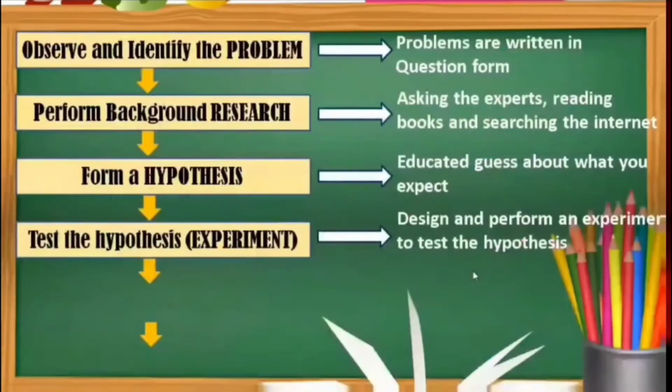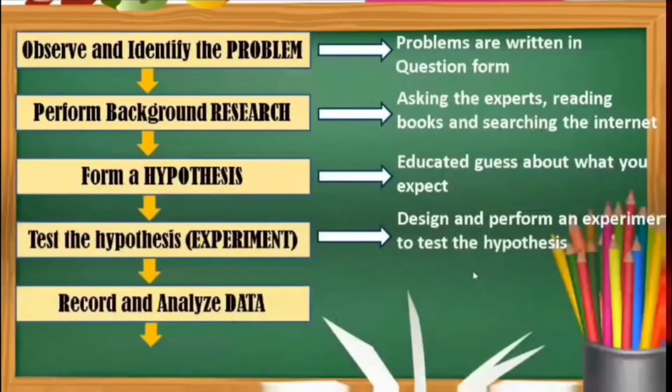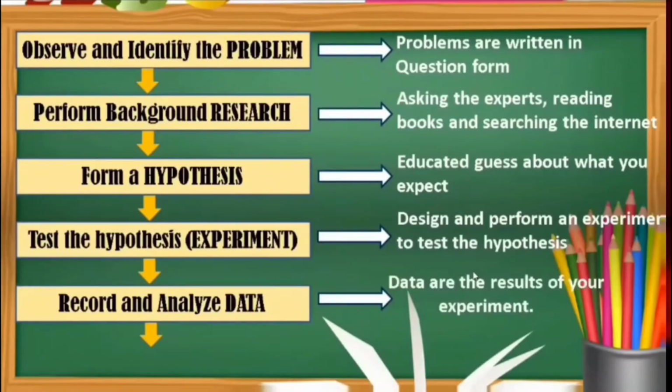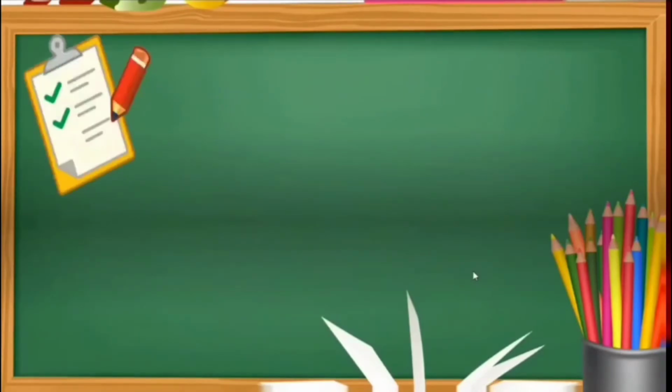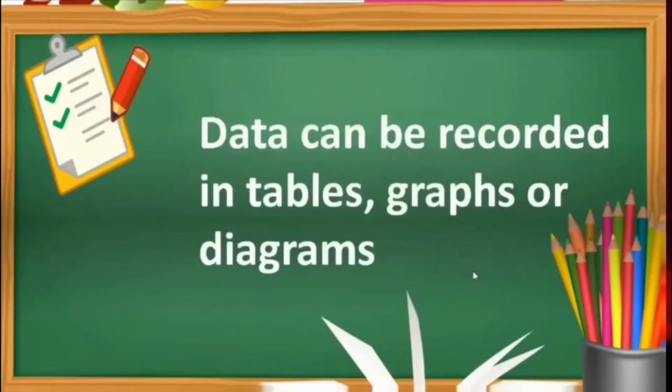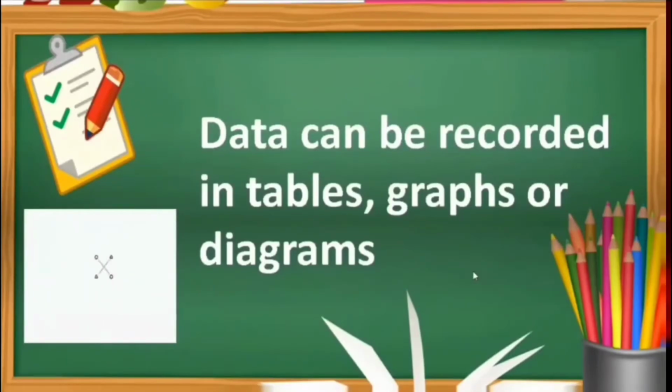Next step, or the step number 5 of the scientific method, is record and analyze data. While conducting your experiment, you need to record the data and then analyze it to get the answer for your experiment or for your problems. Data are the results of your experiment. This data can be recorded through graphs, tables, and diagrams. An example for this is the following.